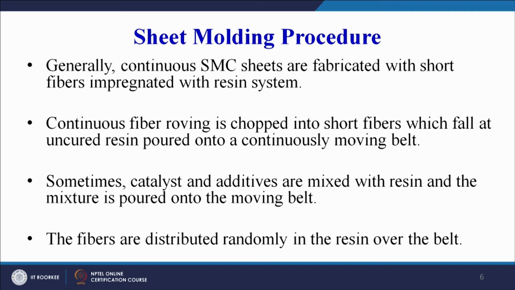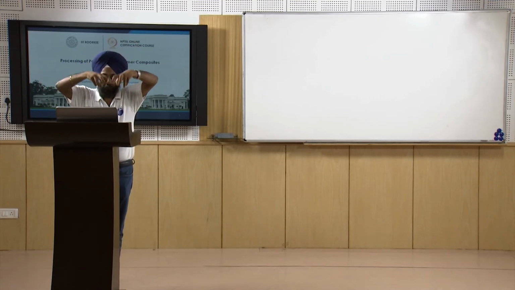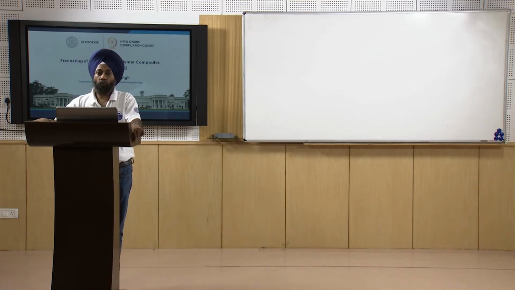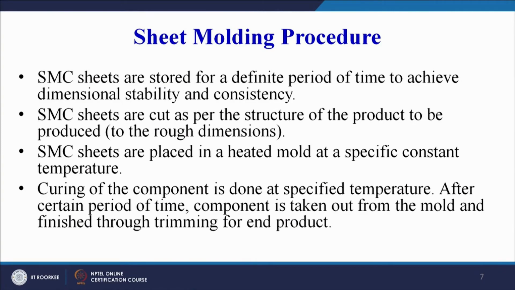Sometimes catalyst and additives are mixed with the resin and the mixture is poured onto the moving belt. So both our constituents we have to drop on the moving belt. The fibers are distributed randomly in the resin over the belt. Because they are short fibers, we will not get any particular orientation of the fiber, they will be randomly oriented within the resin or the matrix system. SMC sheets are stored for a definite period of time to achieve dimensional stability and consistency.